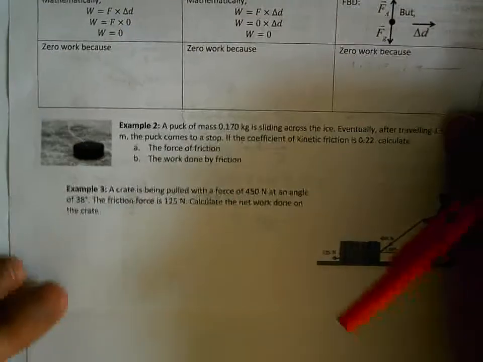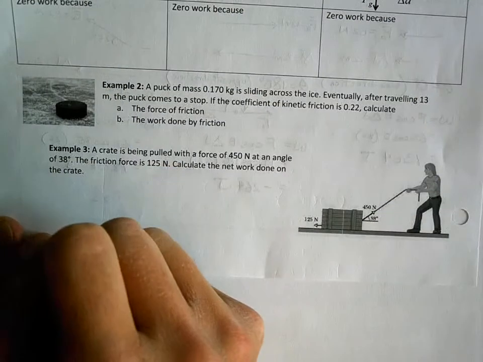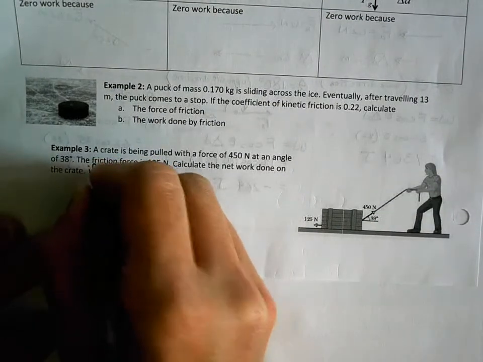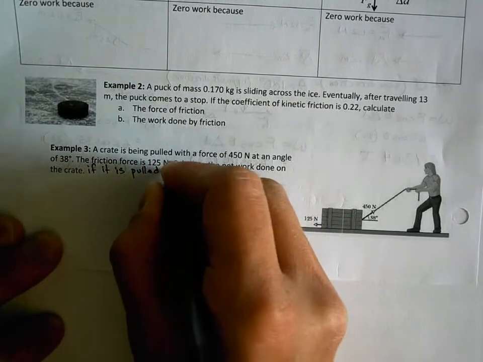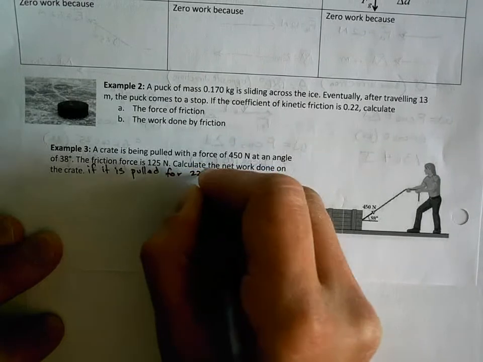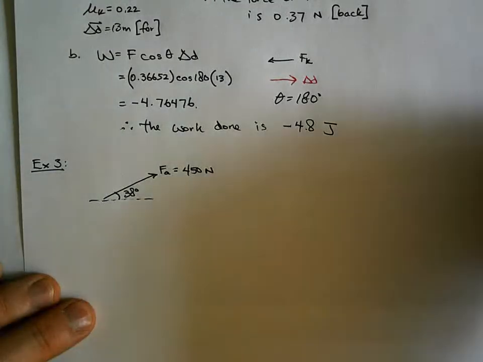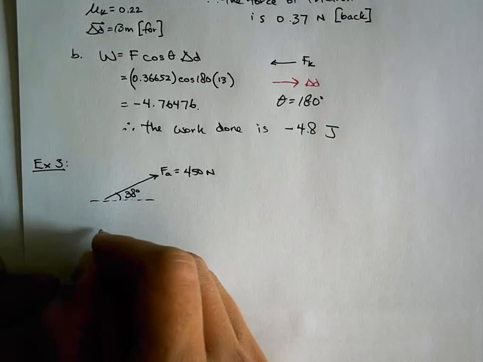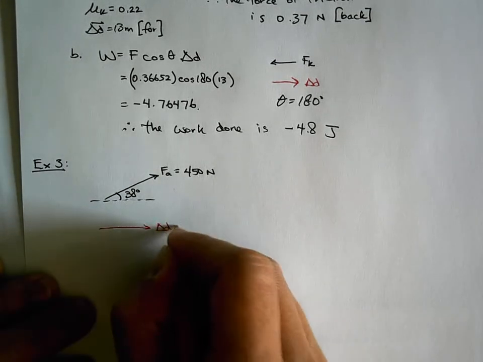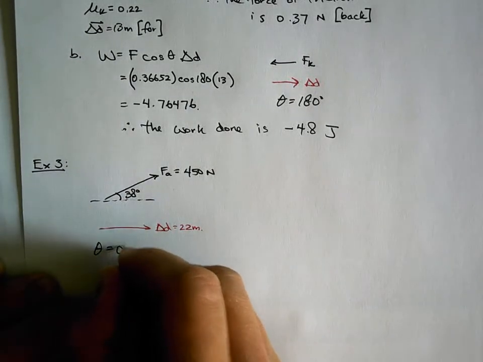I think we forgot something in this question. I think we forgot the net work done on the crate if it is pulled for 22 meters. Oops, forgot that. Okay, so now we know that the force applied is 450 newtons at 38 degrees, and we know the displacement is 22 meters forward. So for this, I know that my theta is 0 degrees.